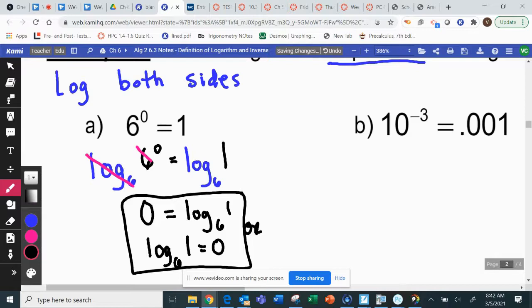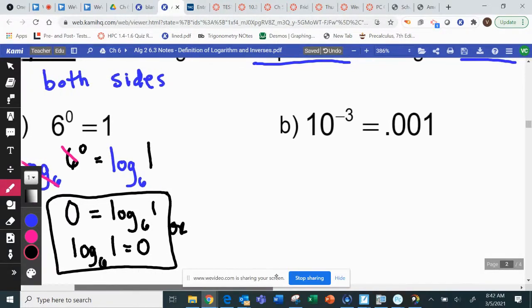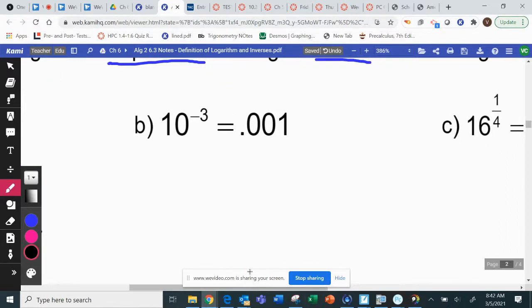Okay. So the next one. What's wrong? This is what? Hard? Hard. Okay.